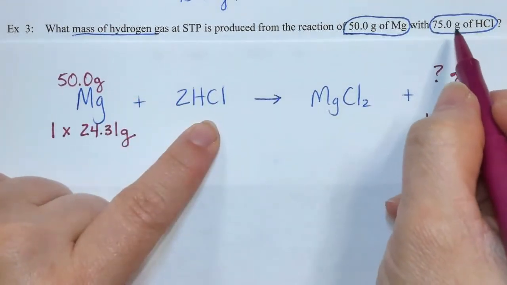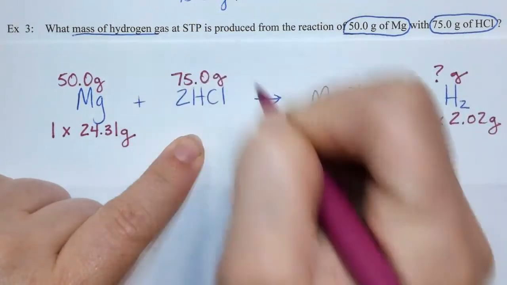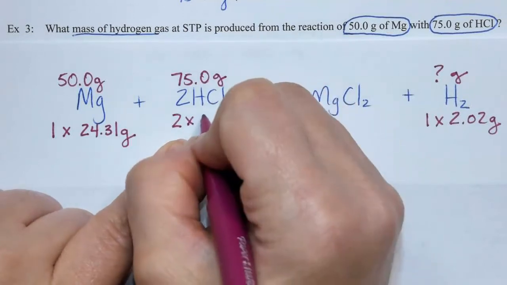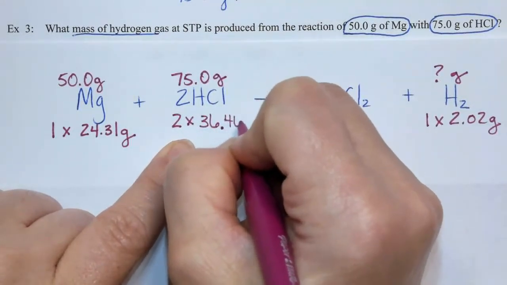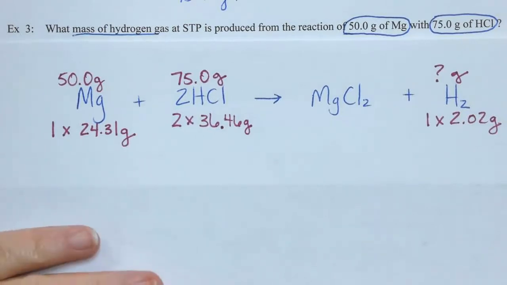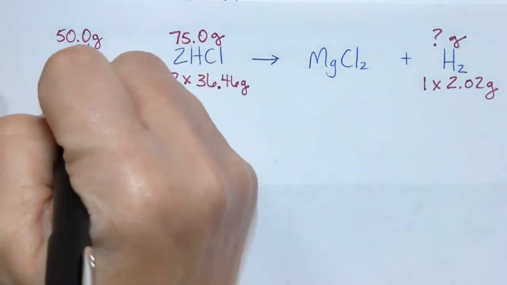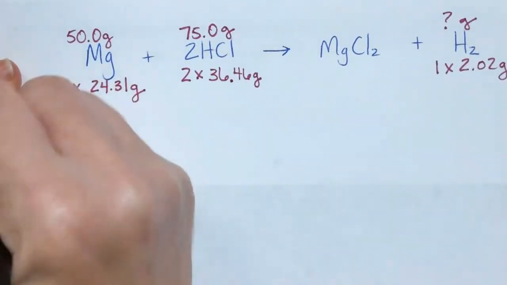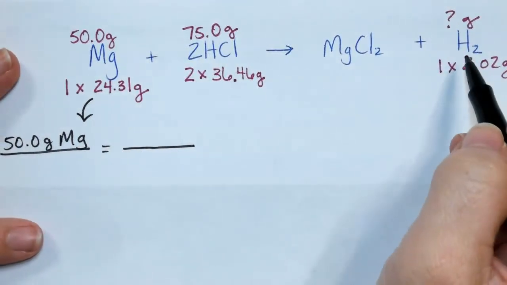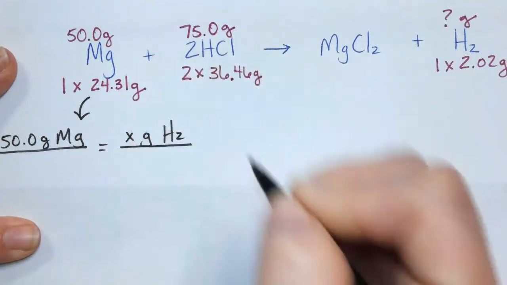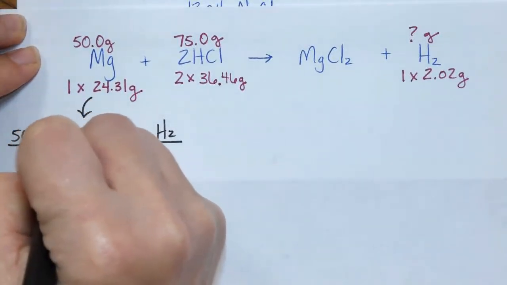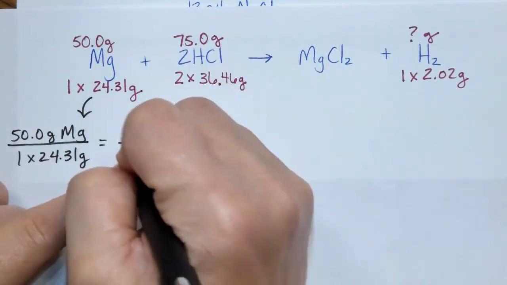And then finally, I'm given 75.0 grams of HCl, and underneath here, we're going to take that coefficient times the molar mass, when I add up H and Cl, which is going to give me 36.46 grams. So now that I have that, I'm going to do my two calculations, starting first with this one right here. I'm going to write my given value, 50.0 grams magnesium, equals, and we're looking for grams of H2, so X grams H2. And then I'm going to take my amounts under here, 1 times 24.31 grams, and then my amounts here, 1 times 2.02 grams.